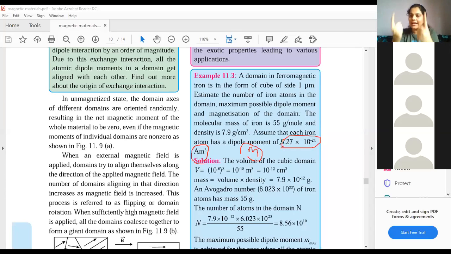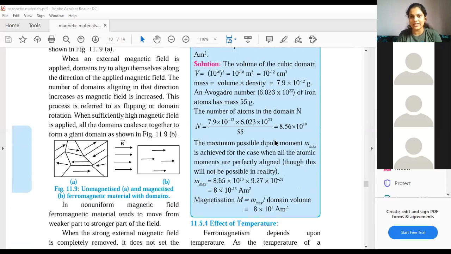The dipole moment of one atom you know, and you are supposed to find the maximum possible dipole moment, meaning the total dipole moment of the domain. So if you come to know how many atoms are present in the domain, you can simply multiply the value and get this unknown. But finding the number of atoms is also one question. I hope you have understood the question till now. Now let's look at the solution.